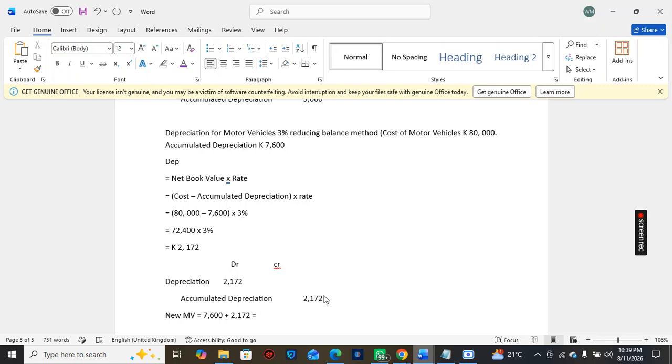Okay, and you get 9,772. Okay, but this will be in the balance sheet. This tabulation will be in the balance sheet.